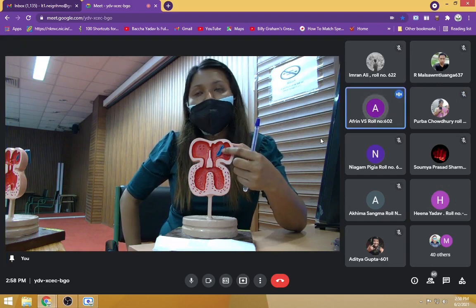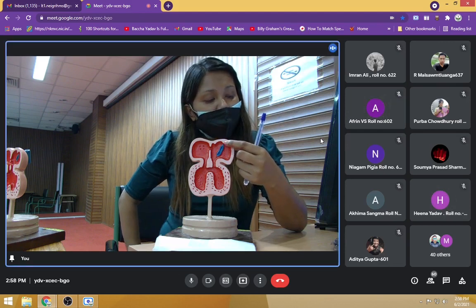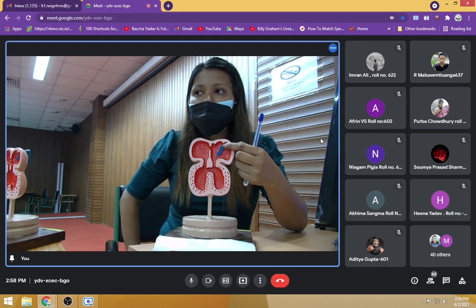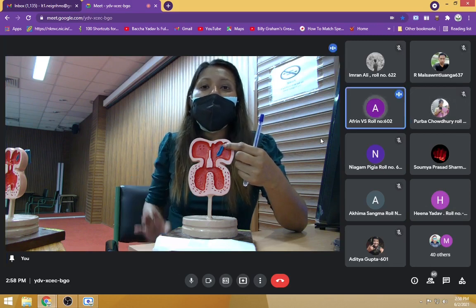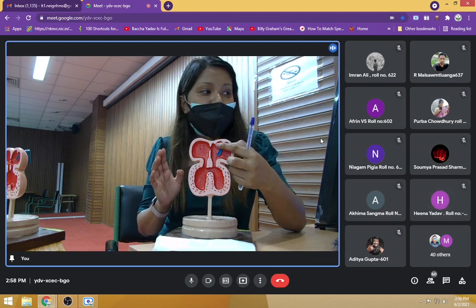Right and left venous valve. They are connected to the upper part of the wall of the atrium by a septum. What is that septum known as? Septum spurium. Don't confuse septum spurium with septum secundum.